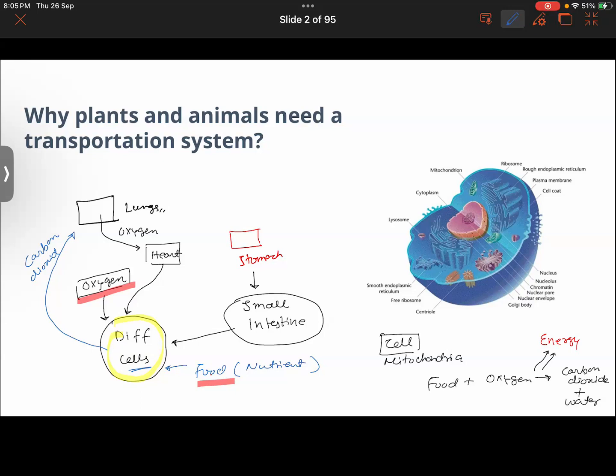Yes. Okay, so I have just given a crux of the things that we are going to discuss in the chapter. So hope you guys have understood why the plants and animals need a transport system. Okay. Can you guys answer the first question here? Both of you try to answer this first question one by one.